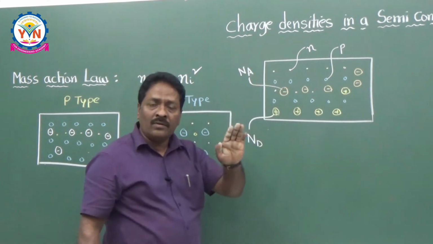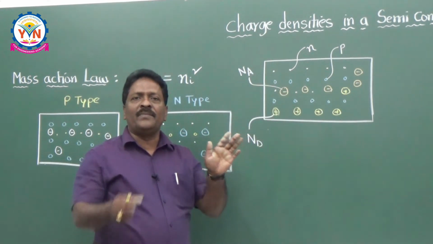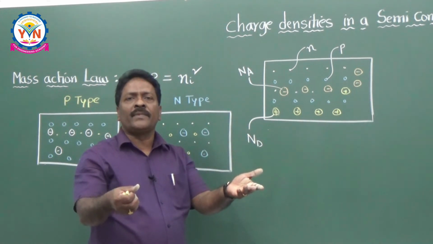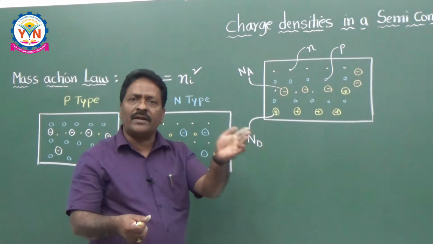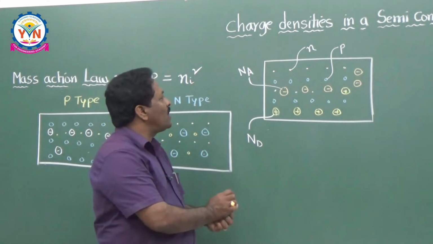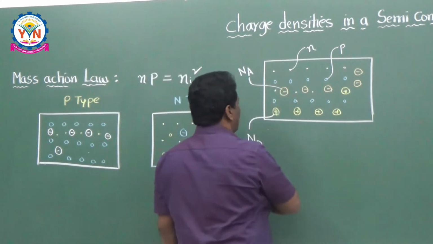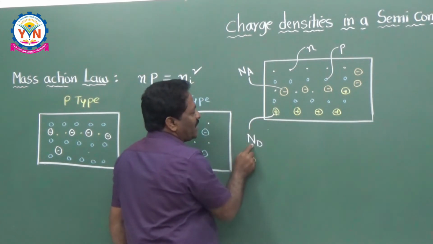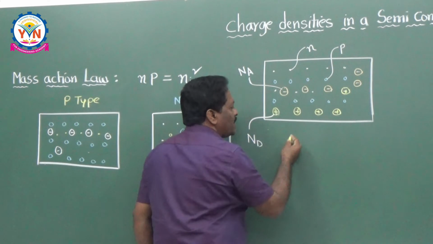Now let us assume that the semiconductor is electrically neutral. What do you mean by electrically neutral? Positive charge must be equal to negative charge. So what is the positive charge here? Positive charge means you can say this is positive and holes are also positive. That means Nd and p are nothing but the positive.